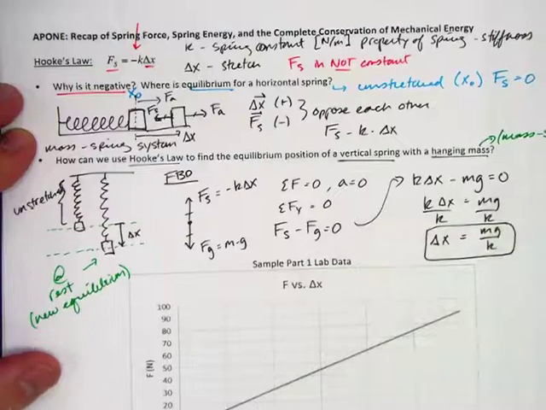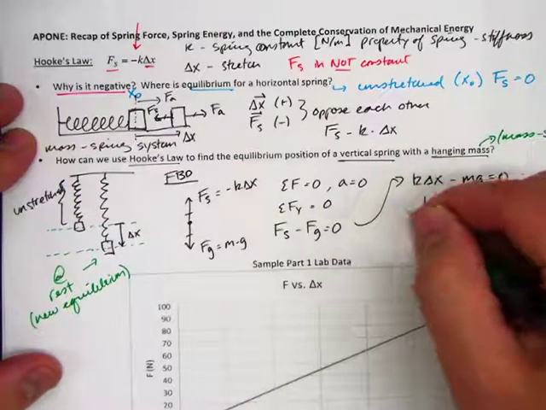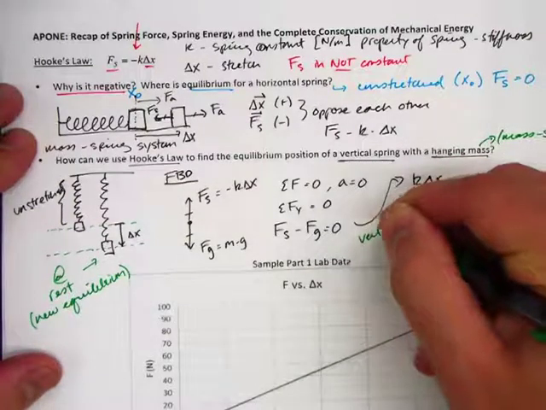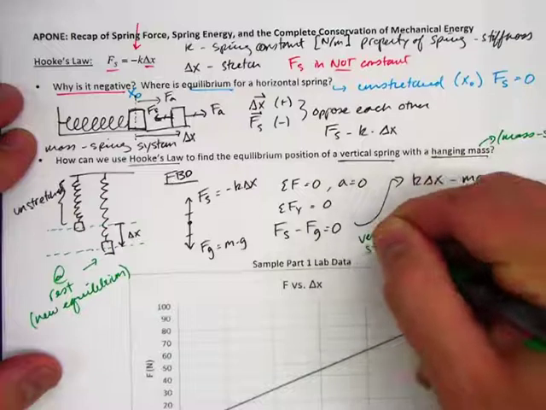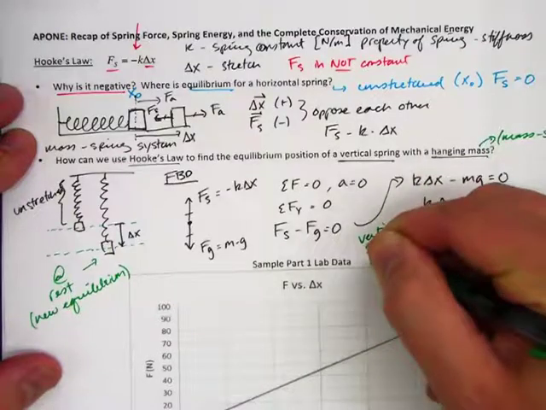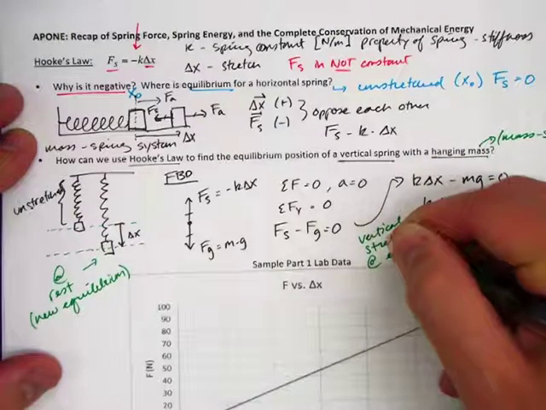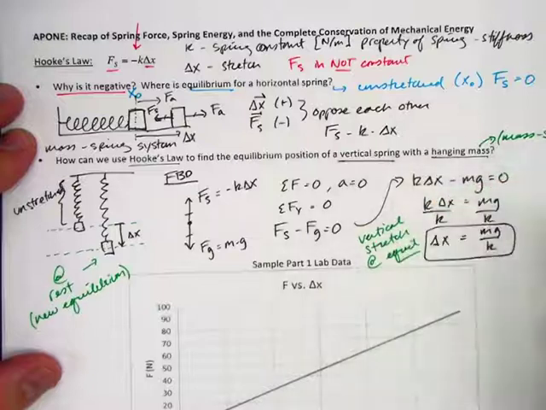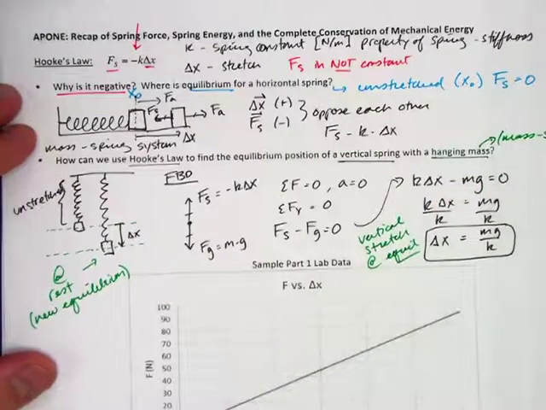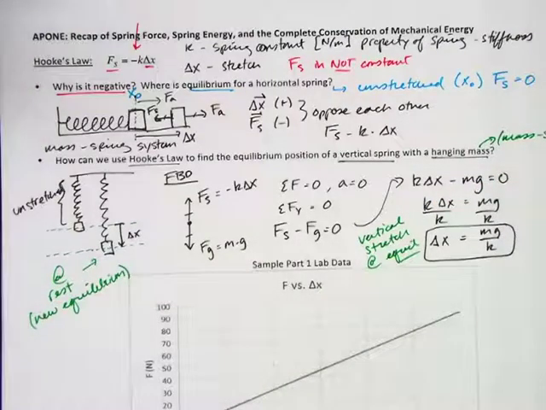So this is the vertical stretch of a hanging mass system at equilibrium. And that's a way you can use Hooke's law to find that property for a vertical hanging mass system. And that's a recap of Hooke's law.